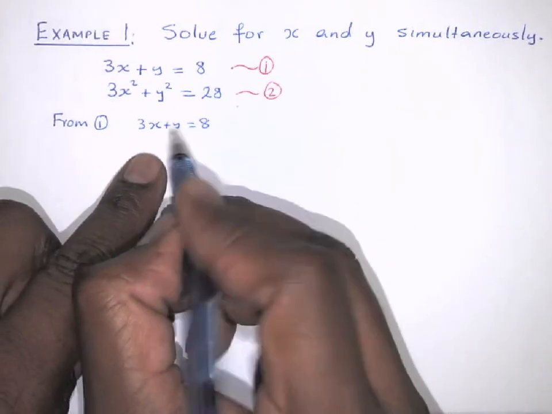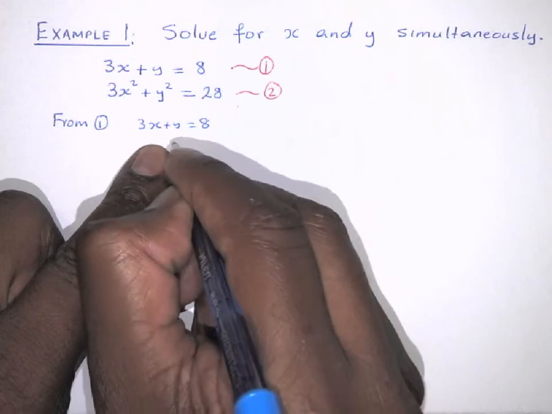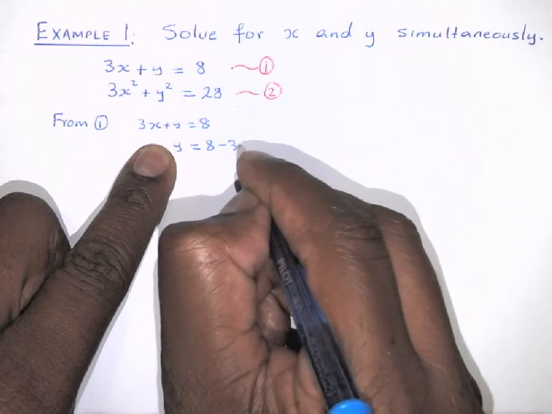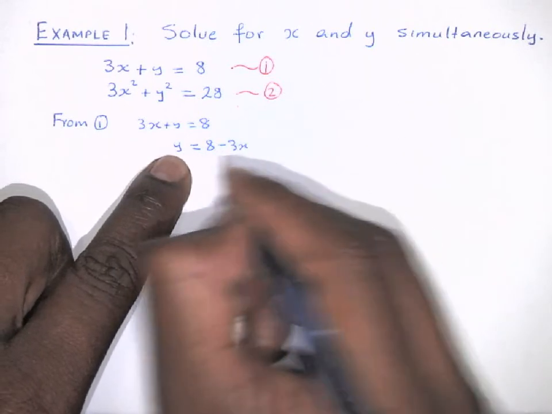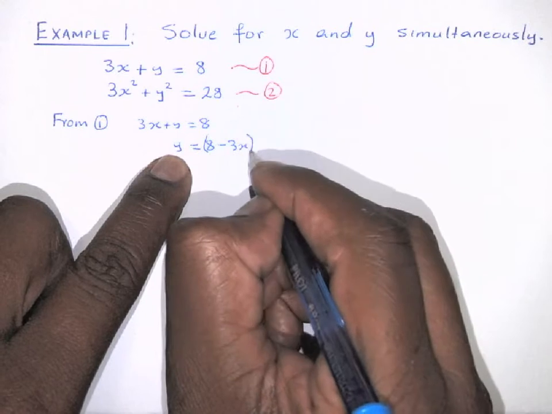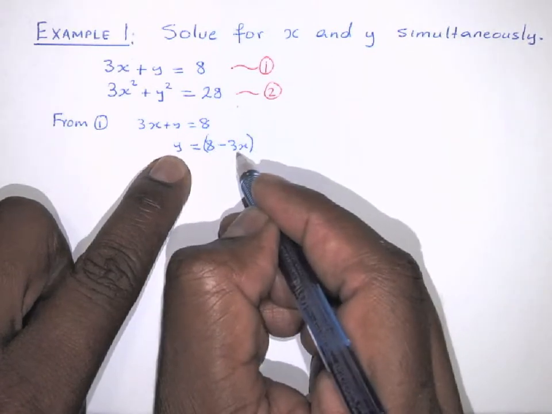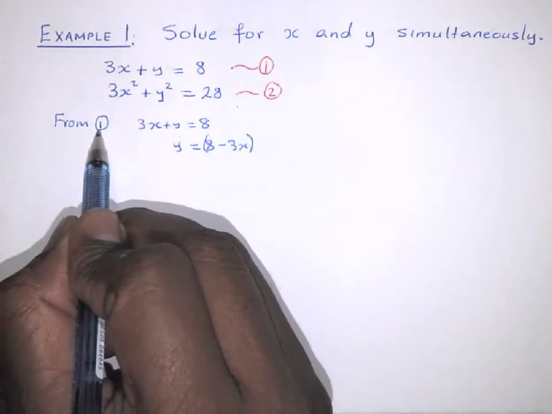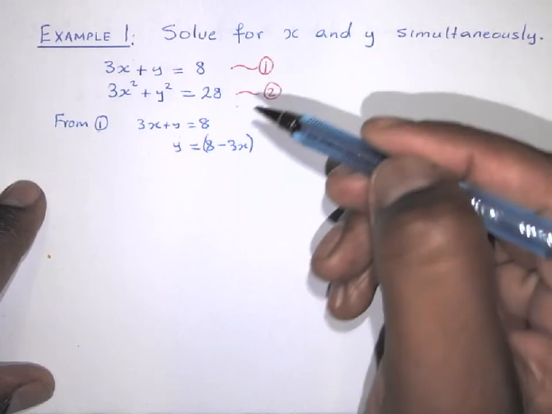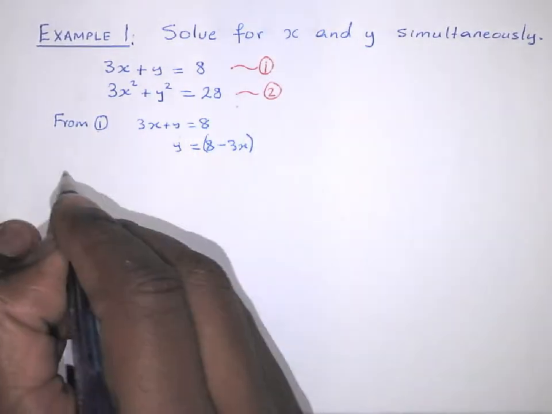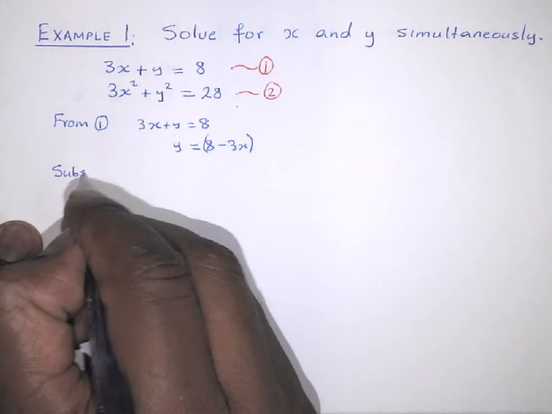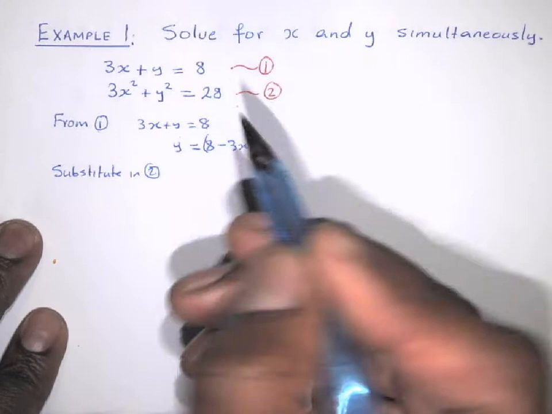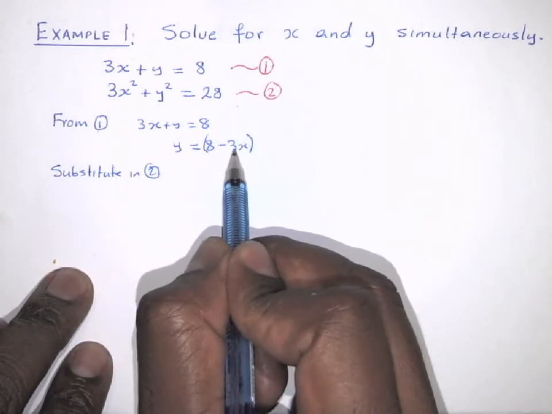Then what do you do here? Then you solve for y. Your y value becomes 8, you take this across, minus 3x. Now your y value is in terms of x, so put that in brackets. So y is 8 minus 3x. So what do we do with that? This thing here, which we got from the first equation, we will substitute in the second equation. Let's see how we do it. Where there is y, we just plug in 8 minus 3x.